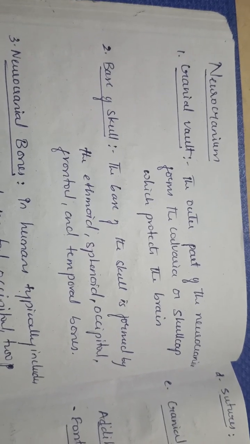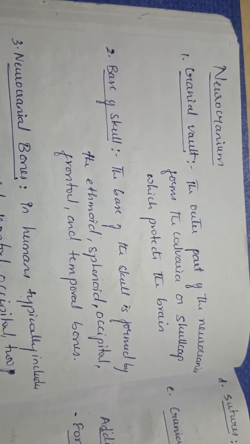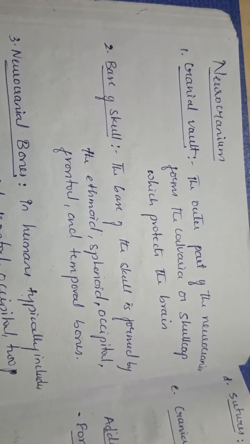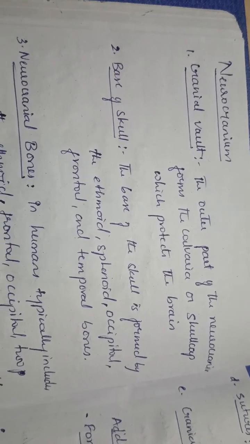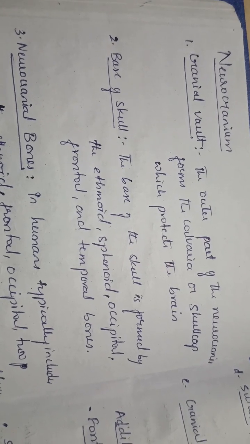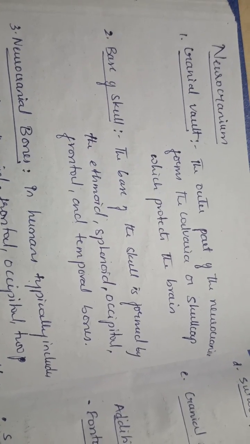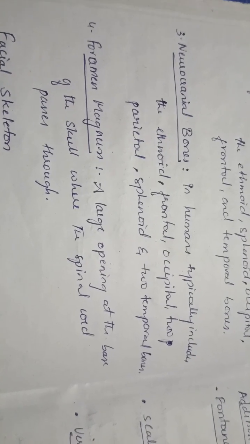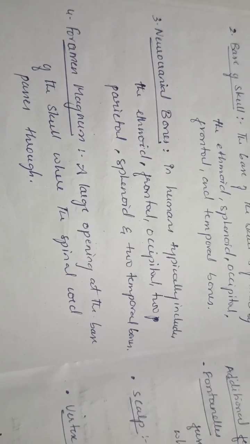Neurocranium. Cranial vault. The outer part of the neurocranium forms the calvaria, the skull cap, which protects the brain. Base of the skull. The base of the skull is formed by the ethmoid, sphenoid, occipital, frontal, and temporal bones. Neurocranial bones in humans typically include the ethmoid, frontal, occipital, two parietal, sphenoid, and two temporal bones.